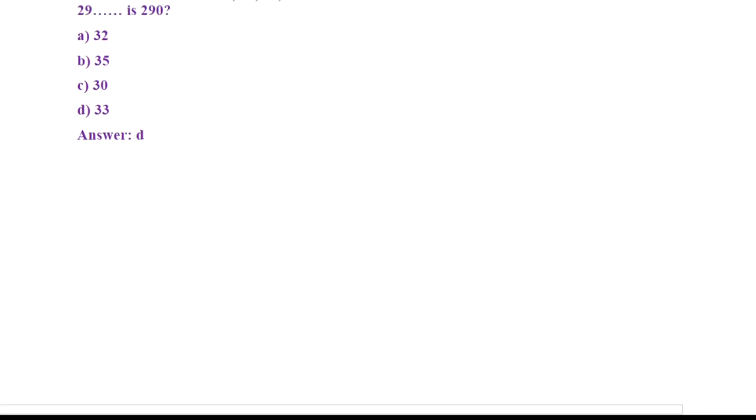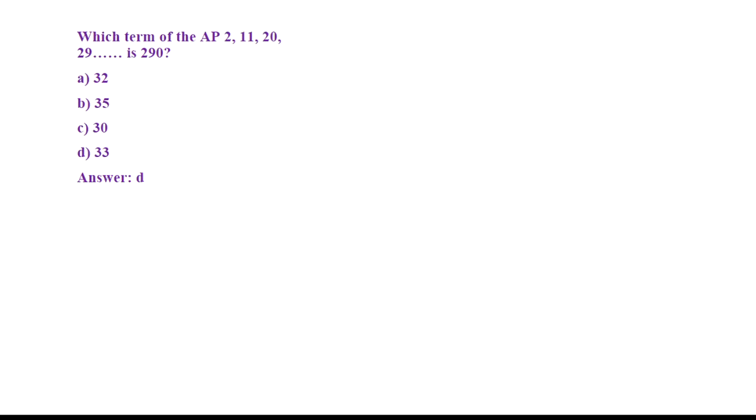Which term of the AP 2, 11, 20, 29 is 290? Which term? I don't know the value of n. So what do I need to do? I have to find the first term, which is 2. What is the common difference? 11 minus 2, which is 9, which is the same as 20 minus 11. And right now, Tn is given to us as 290. And what is being asked? N. The value of n is not given.